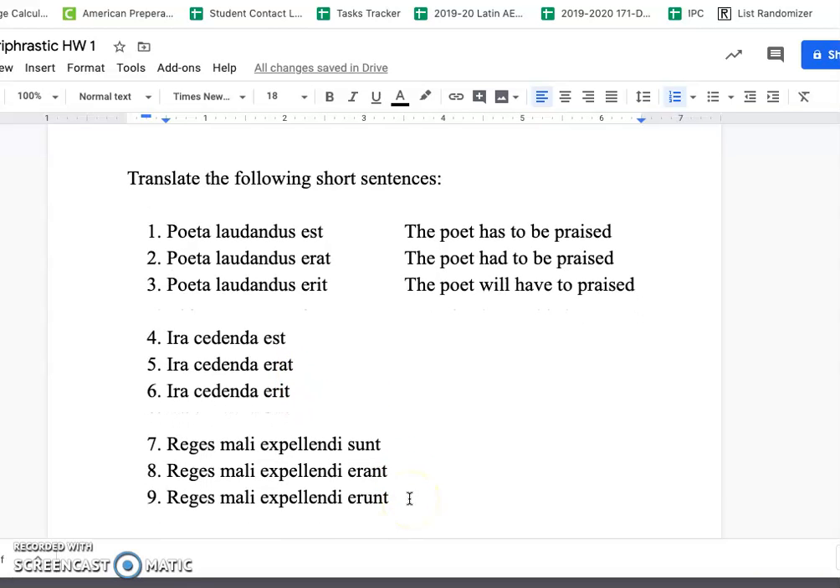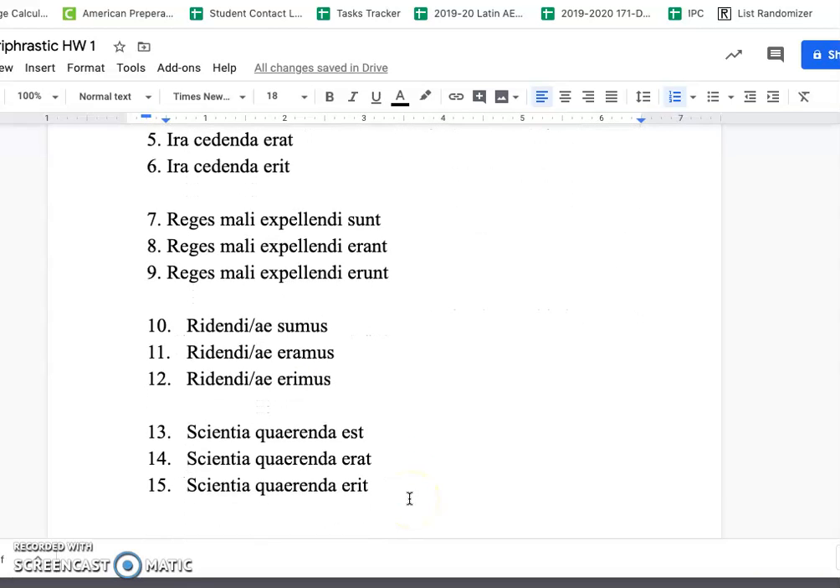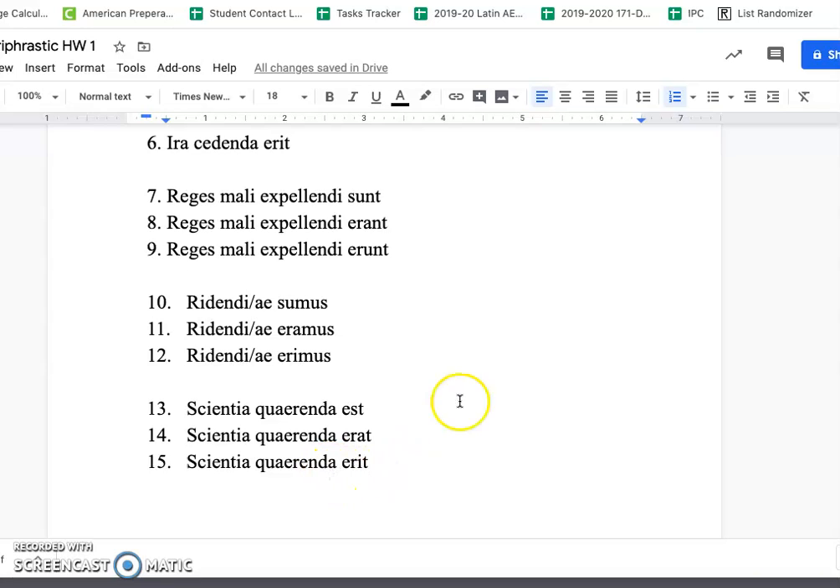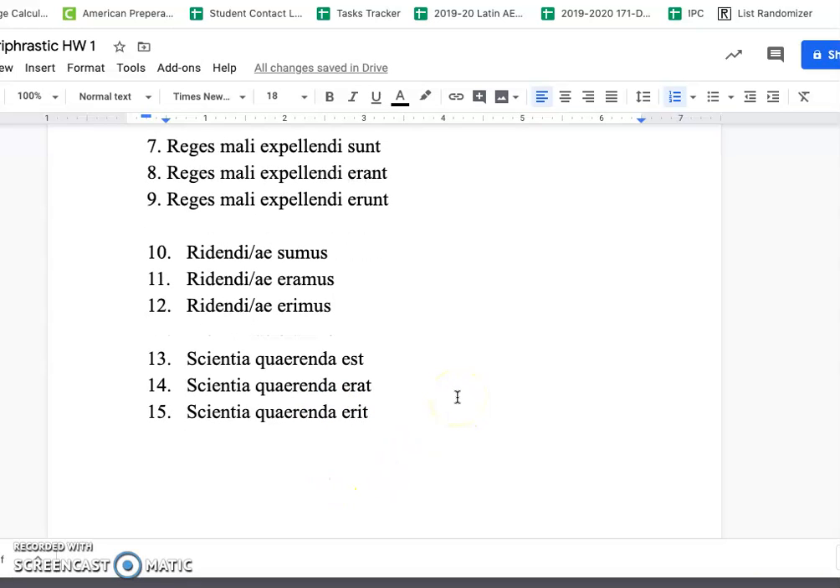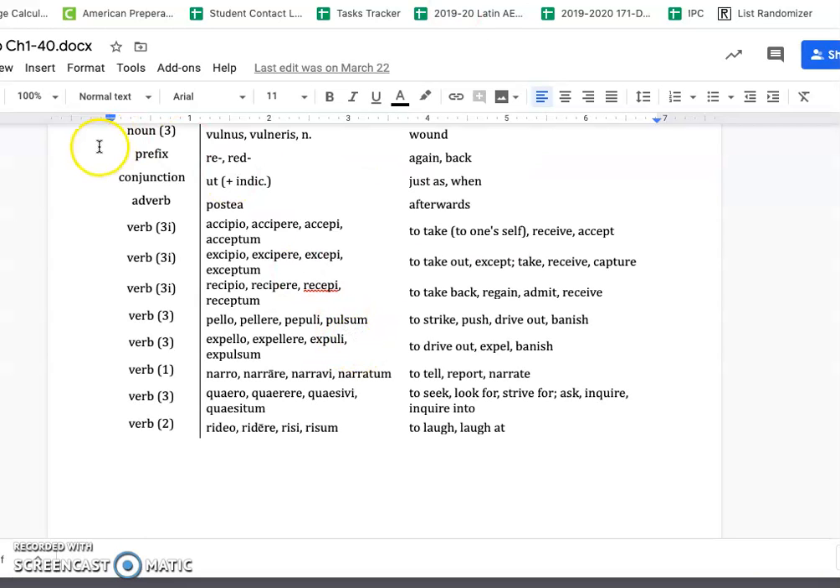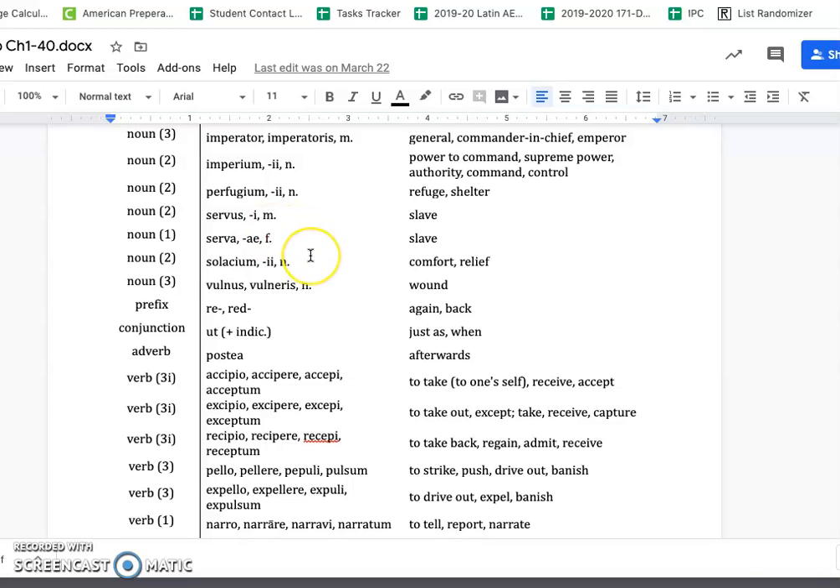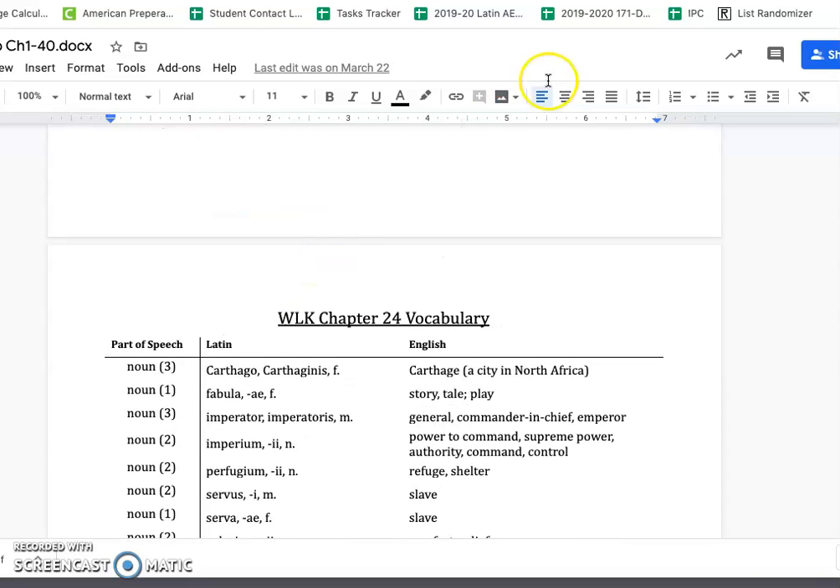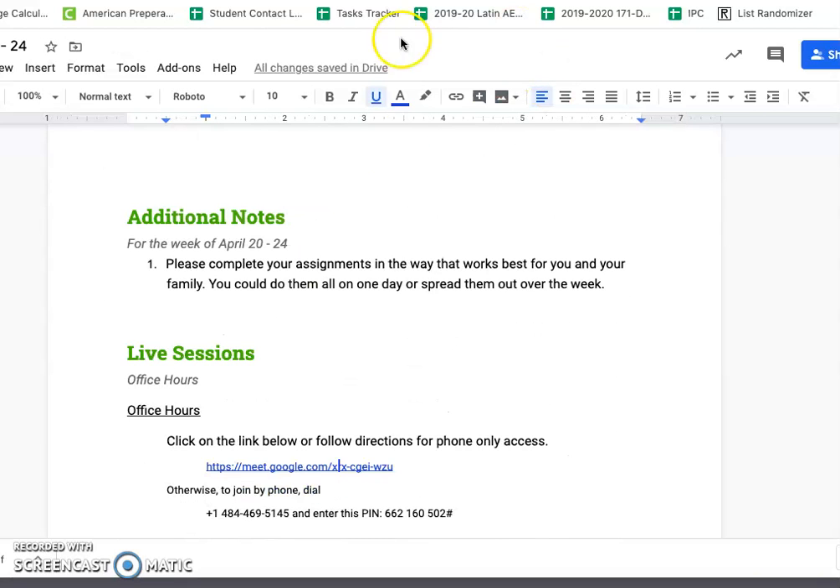If you're having vocabulary trouble, let me know. A lot of these verbs are from chapter 24. So open the All Chapters Notes and Vocabulary document and go to chapter 24 to find those. And let's see if there's anything else that I wanted to talk about.